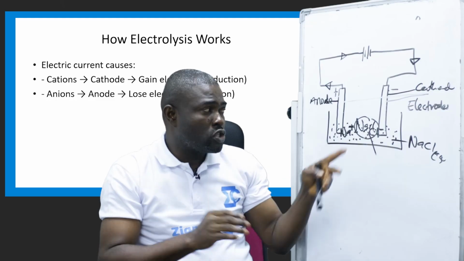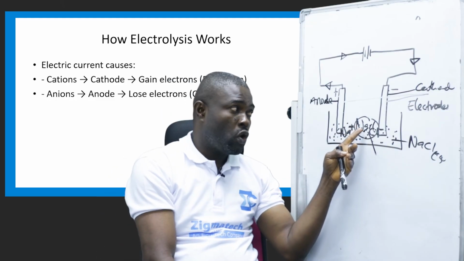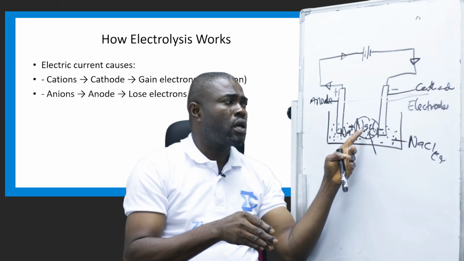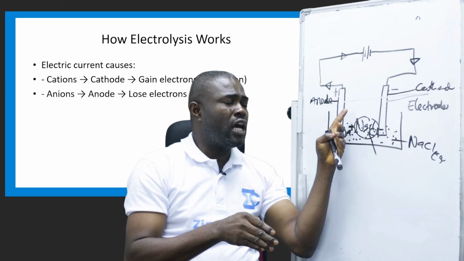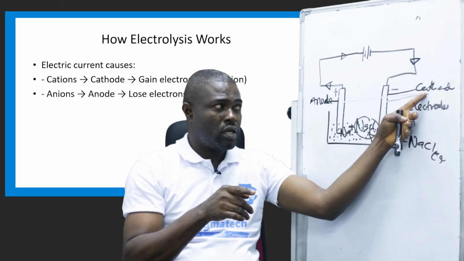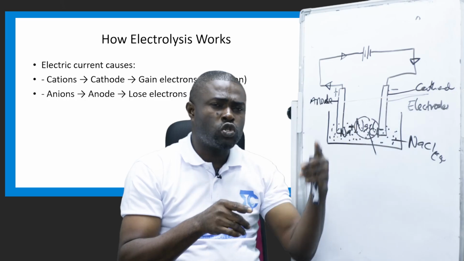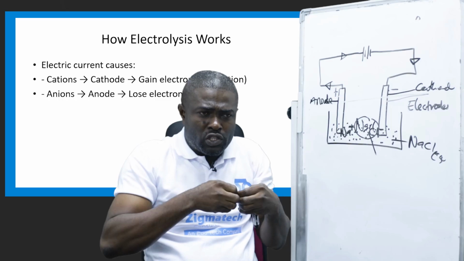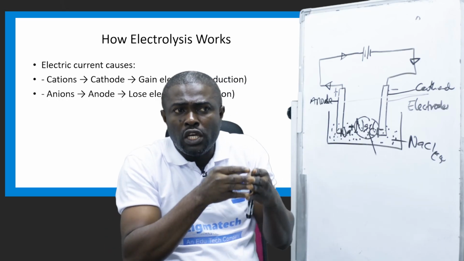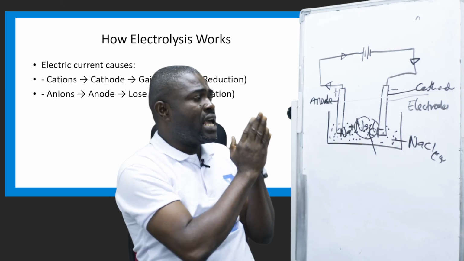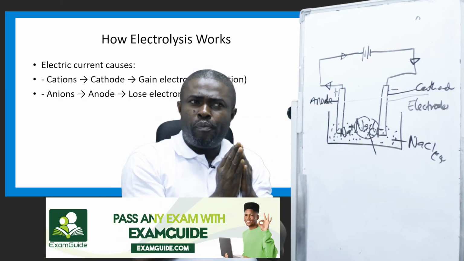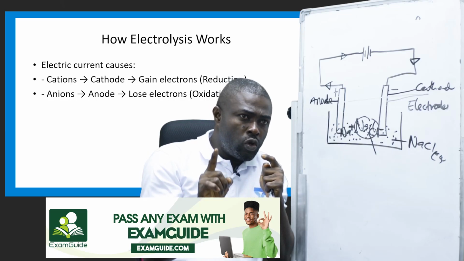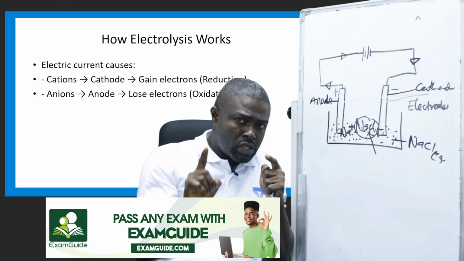Cations, what is cations? Positive what? Ions. Where will it move to? It moves to the what? Negative electrode, which is the cathode. And when it gets there, what will happen? It will do what? Gain electron, which is reduction reaction, and produce a neutral atom. Now, I am still using sodium chloride. Please pay attention to this. I am using sodium chloride as a case study.